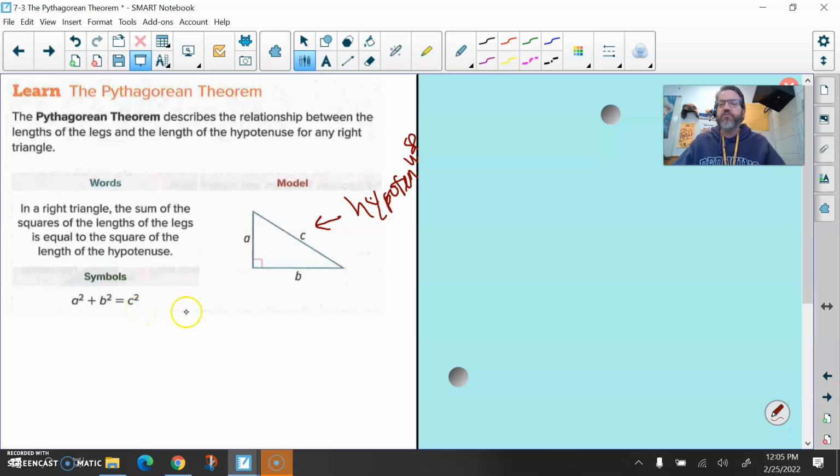We could go through and prove why that works, but that would take more time than we need to spend. And the main thing is just remember this formula. It's actually a pretty easy formula to remember because it goes right in order, A, B, C here. A squared plus B squared equals C squared.